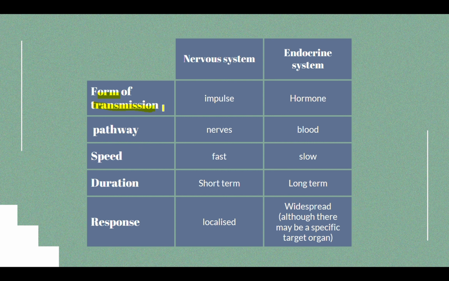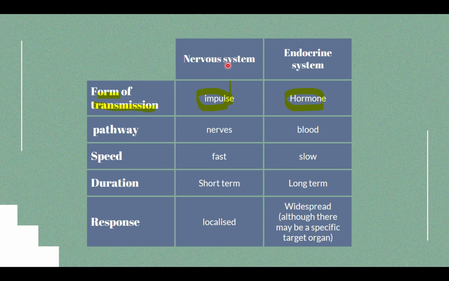So, the form of transmission for the nervous system is through impulses, while the endocrine system is through hormones. The pathway of each: as we said earlier, the pathway for the nervous system is through the nerves, while the endocrine system is through the blood. The speed of the nervous system is much faster than the endocrine system. So the endocrine system may require time, as the blood won't be as fast as the neurons to reach the heart and increase the oxygen rate that easily, just like the nervous system and the impulses.